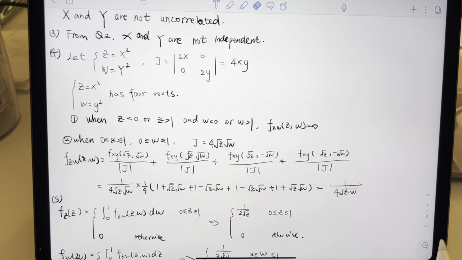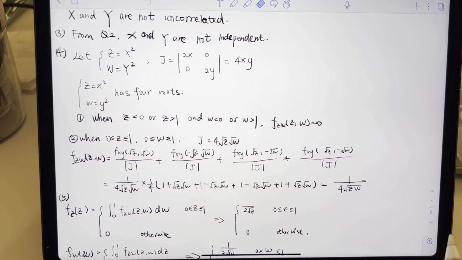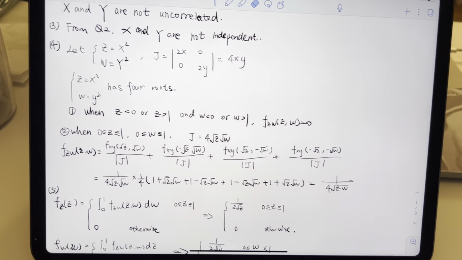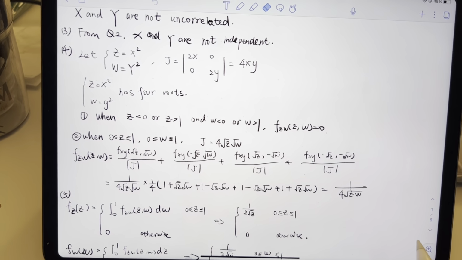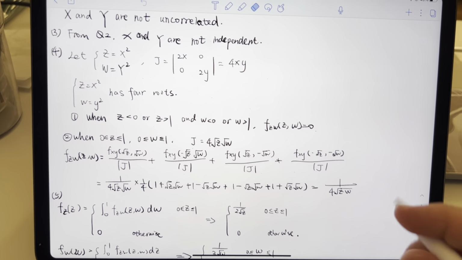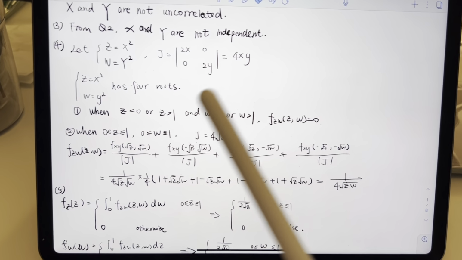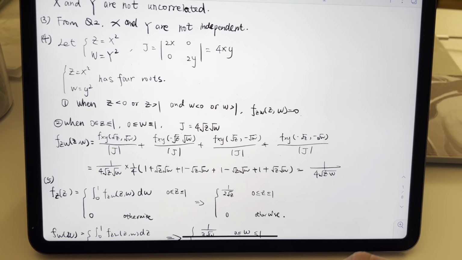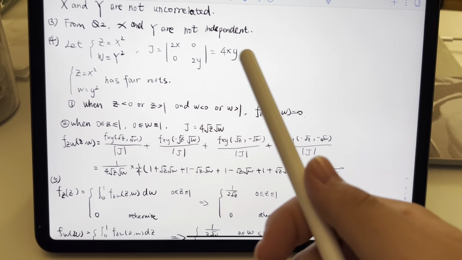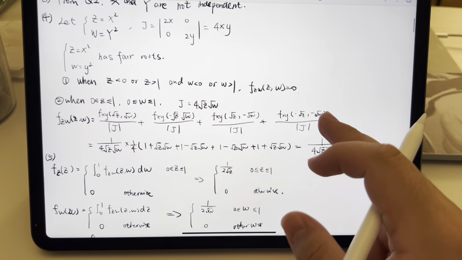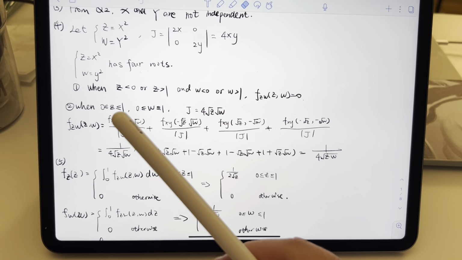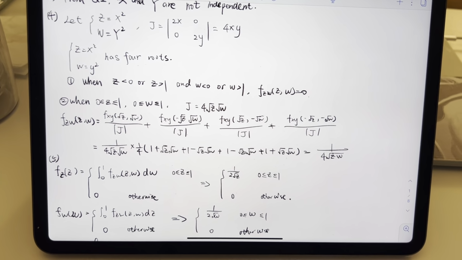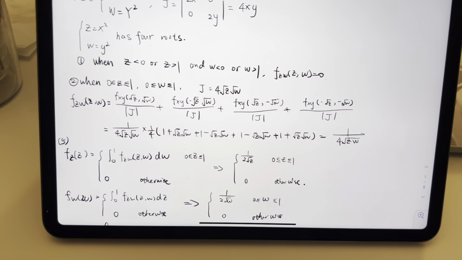For the fourth question, find the joint density function of x to the power of y and the power of y. Now we use the method of joint density function that lets two variables equal x to the power of x or the power of y. Then we use the Jacobian matrix to calculate this, and then we solve it and talk about the range of z and w.